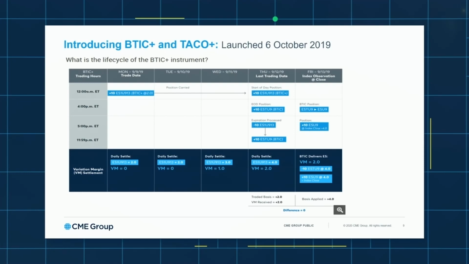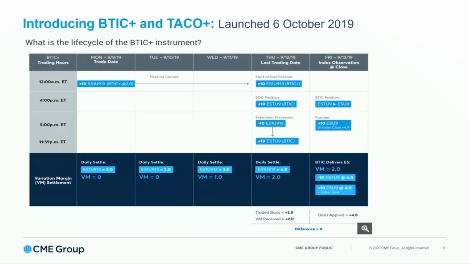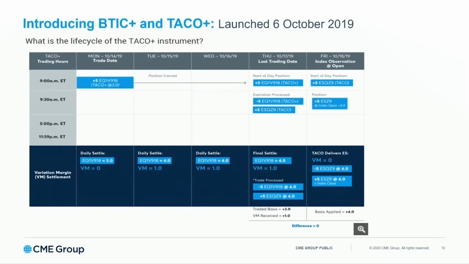The mechanics are structured in this slide. You can see you can agree to a trade on one day, but not have it settle for several days after. The trade itself may fluctuate in terms of the basis level, and unlike BTIC and TACO, because these have multiple days until their final settlement, there is a margin requirement on these. These are open positions. It's a basis trade for an open position. So there could be variation margin depending on the movement of the basis between execution day and final settlement of the transaction. Same with TACO.